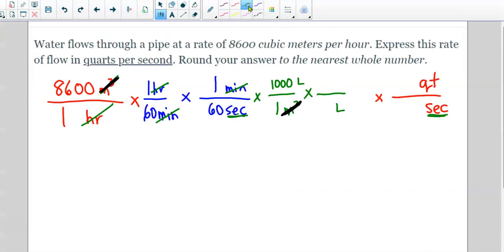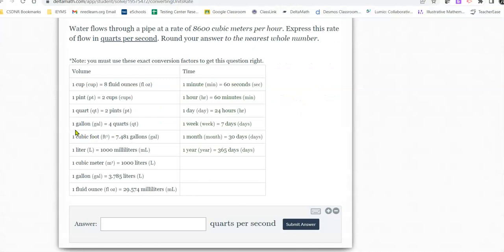One gallon to move this over. 3.785 liters. Shorten this up a bit. And that gives me liters, canceling liters. And now I have one more ratio to go grab from over here, and that is this one here.